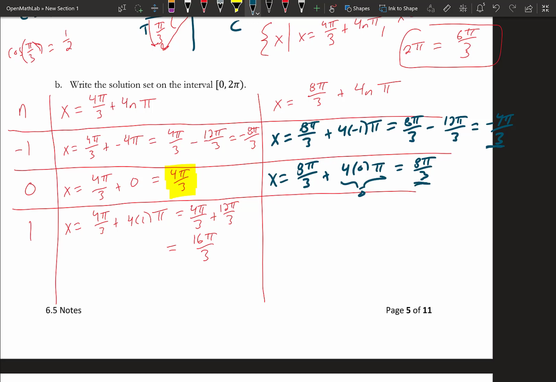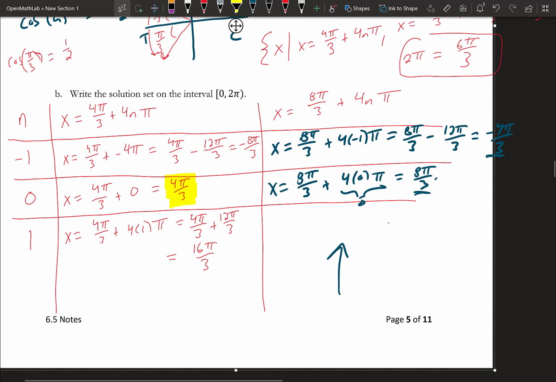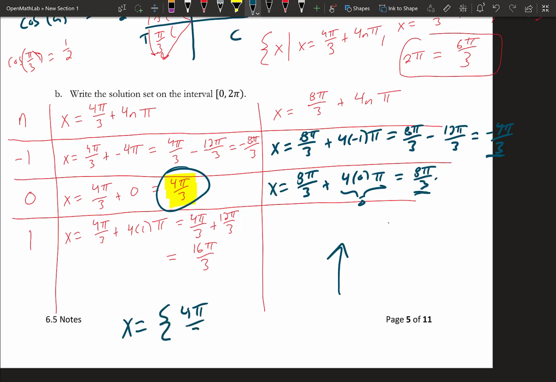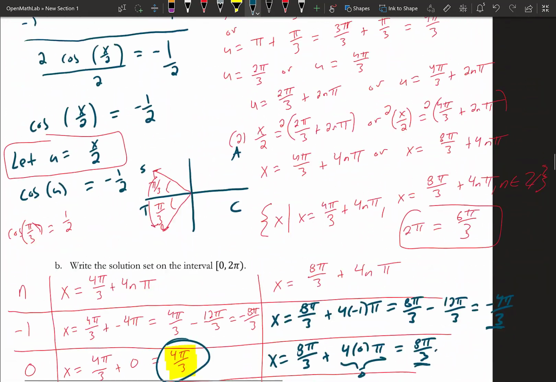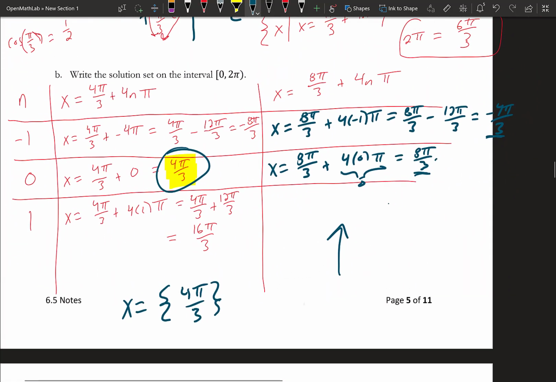So this one was less than 0, this one's too big. If I add any more positive multiples of 4 pi, this number is just going to be too big. So in this column, there are actually no solutions between 0 and 2 pi. This one doesn't generate any. So the only solution between 0 and 2 pi is this one. The solution set would just be 4 pi over 3. That's the only value for x that makes that equation true between 0 and 2 pi.